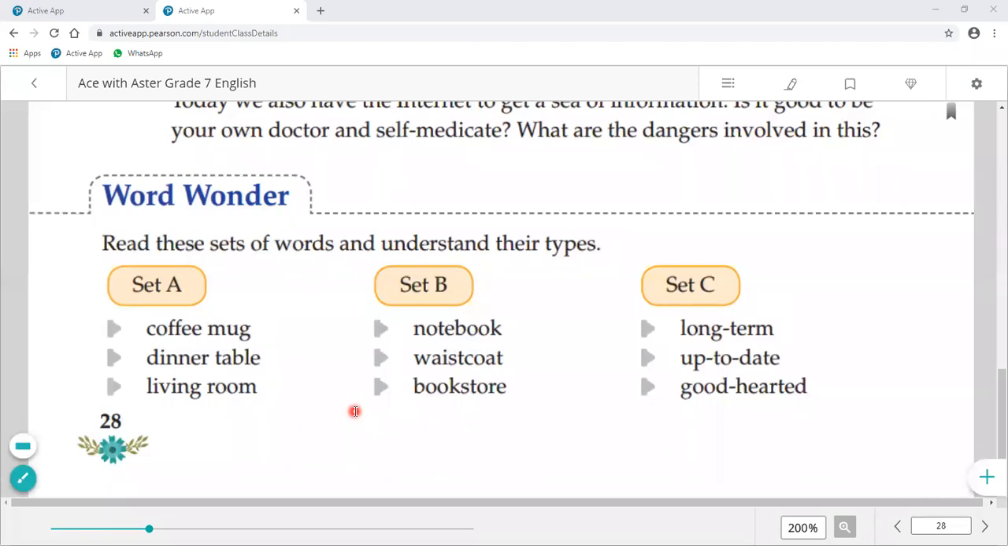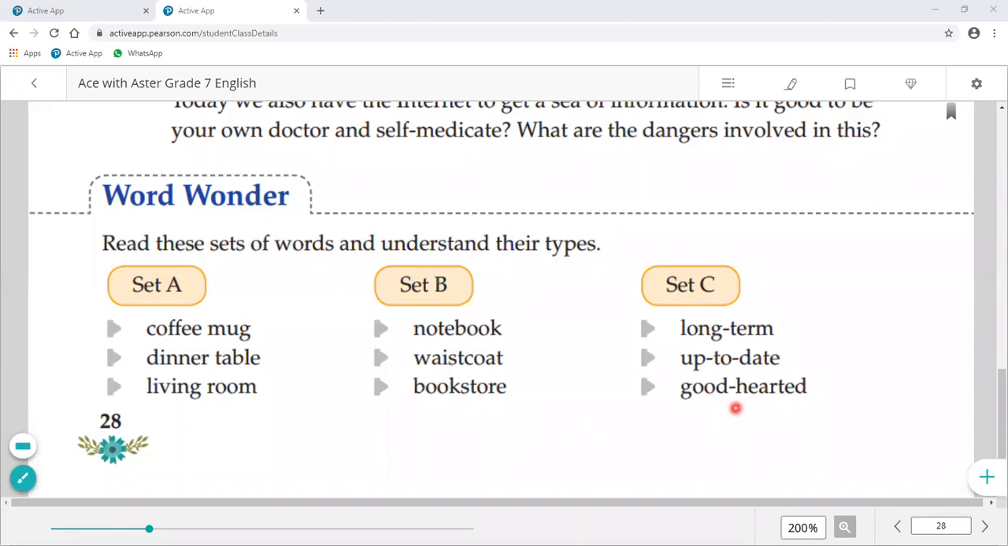Today we are going to do some book exercise, which is related to compound words. As you can see over here, read these sets of words and understand their types. Set A is coffee mug, dinner table, living room. Set B is notebook, waistcoat, bookstore. And the last, Set C, is long-term, up-to-date, good-hearted.